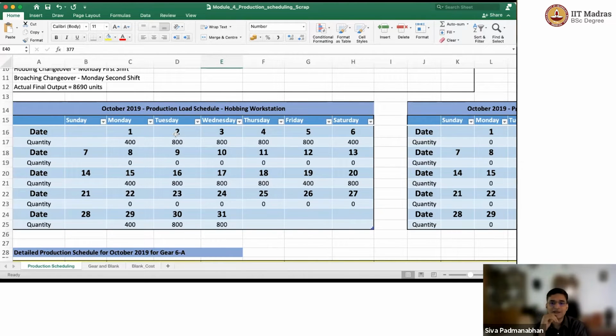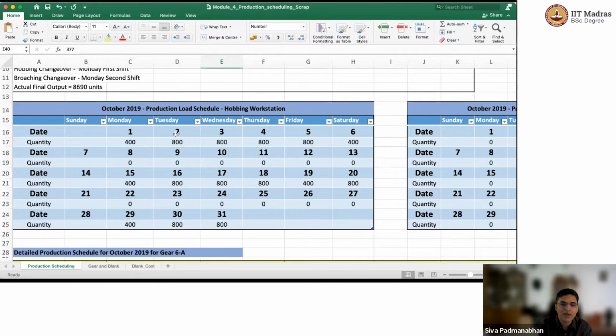So if the target is 9,000, then the detailed scheduler says, this is what I want to make every single day of the month, right, to reach that 9,000 units. And each day, actually speaking, you see the quantities there. Day 1, I want to make 400. Day 2, I want to make 800, and so on.